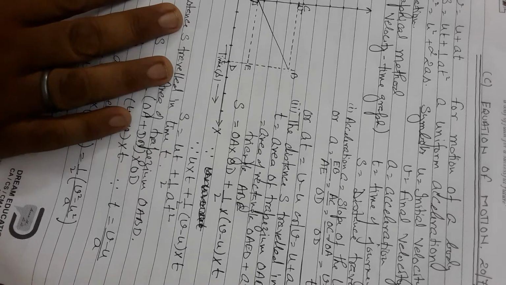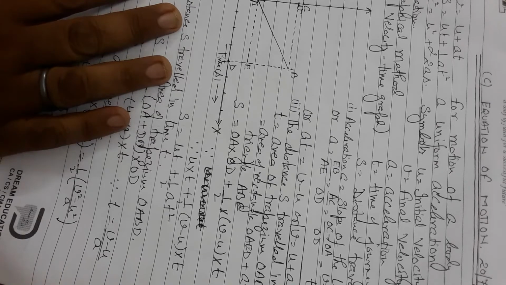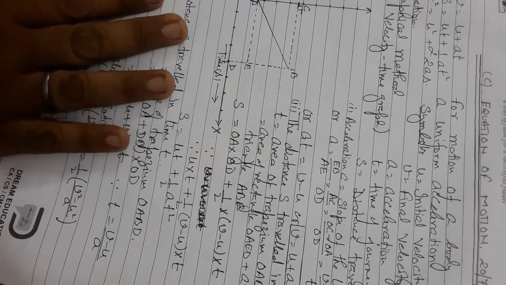Negative g when the body is dropped from height, positive g. S is replaced by h. In this part they have not given it, but we can write v is equal to u plus gt, h is equal to ut plus half gt square, v square is equal to u square plus 2gh. They have not given it, but it makes no difference.